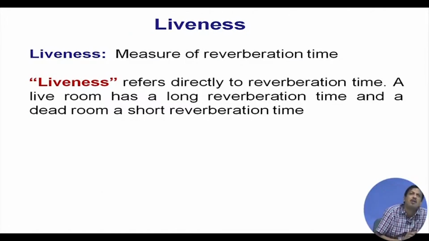Liveness is a measure of reverberation time. So, liveness refers directly to reverberation time. A live room has a long reverberation time and a dead room has a short reverberation time. So, in an anechoic chamber, the liveness is dead, 0, meaning the reverberation time is 0, because there is no reflection. So, there is no reverberation time. So, live rooms are those rooms where the reverberation time is much larger. Okay. So, that is called liveness.